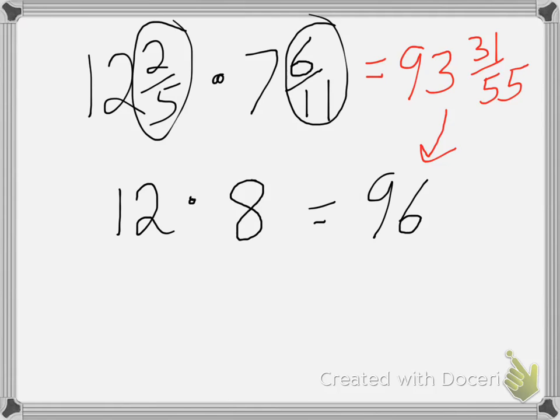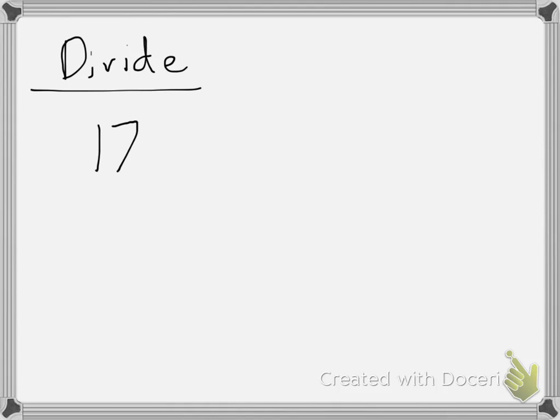Now, the last thing, and the one that's a little bit tricky sometimes, is dividing. How to estimate with dividing with fractions. So, let's look at an example. So let's say I have something like 17 and 2/9, and I'm going to divide it by 4 and 3/5.